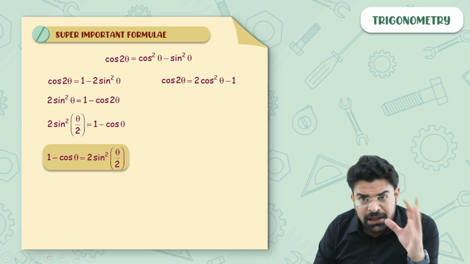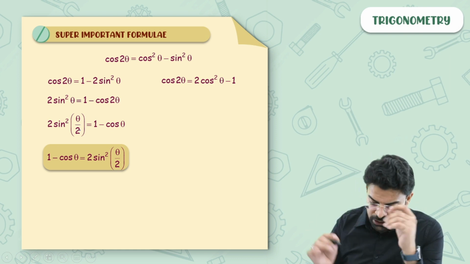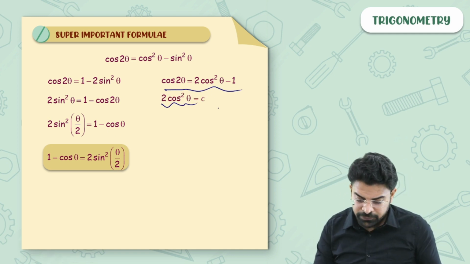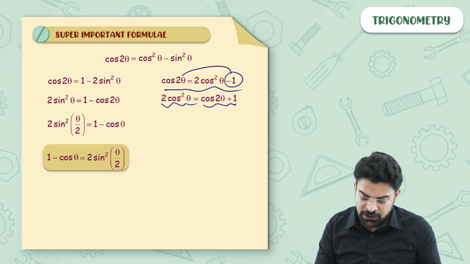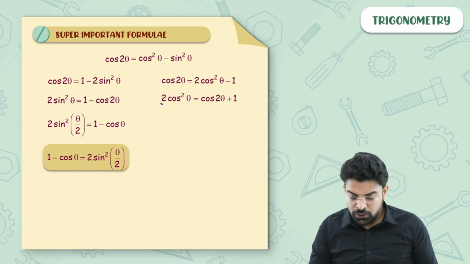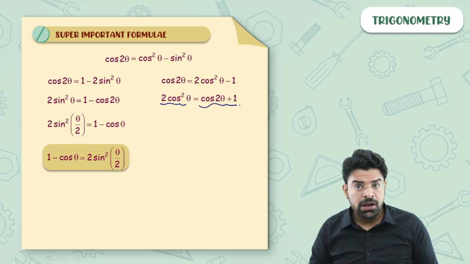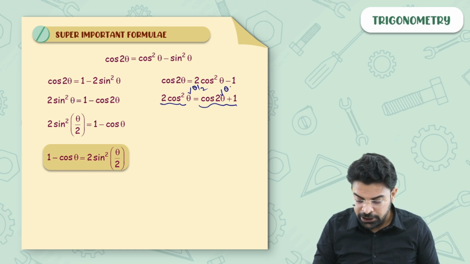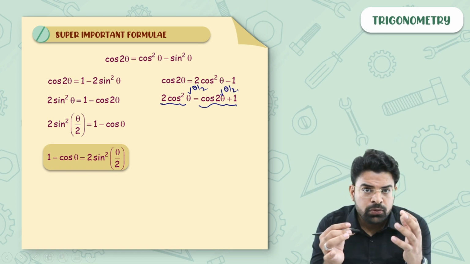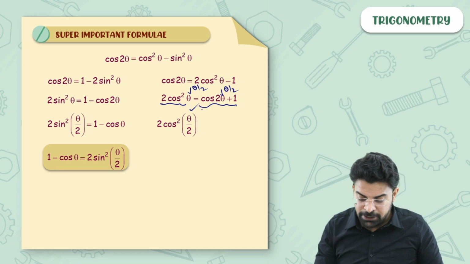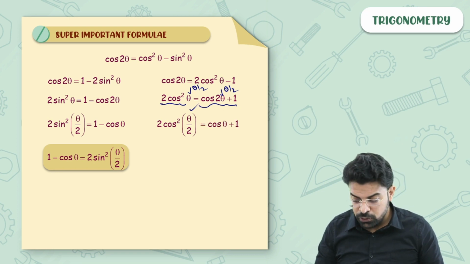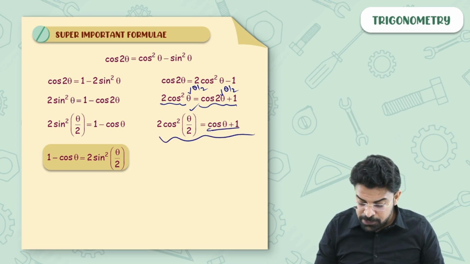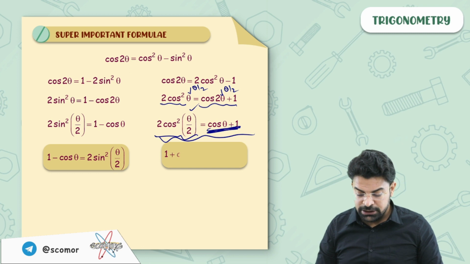We can get another formula in terms of cos using this identity. Here we can say 2 cos square theta equals cos 2 theta plus 1. Just take this one to the left hand side. So 2 cos square theta is cos 2 theta plus 1. Again convert it into half angle. So in place of theta, substitute theta by 2 here and here. So when you substitute theta by 2 in place of theta, what you get is 2 cos square theta by 2 equals cos of 2 into theta by 2, that becomes cos theta plus 1. So hence from here you can write 1 plus cos theta equals 2 cos square theta by 2.